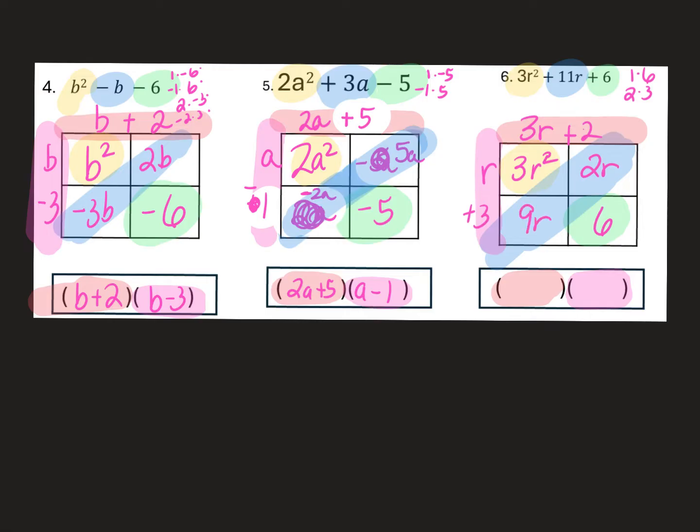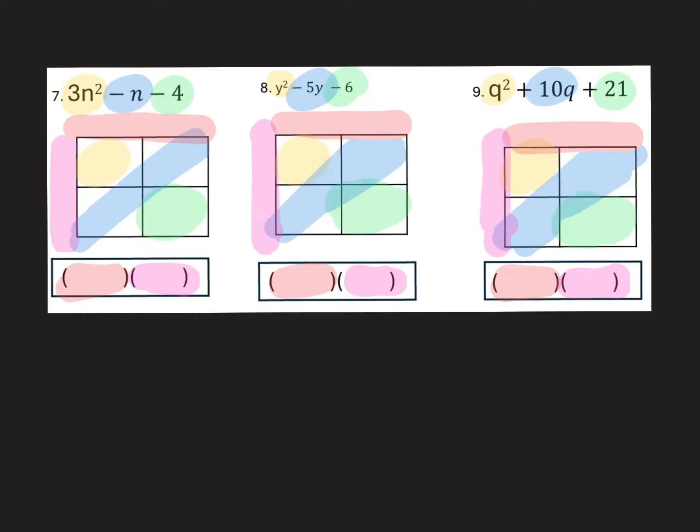And I believe it worked. We got it on the first try. 9r plus 2r is 11r. So my answer is going to be 3r plus 2 times r plus 3. And as you could tell from number 5, it doesn't always work out that way to where you'll get the correct answer on the first try. Okay, on to the last slide.